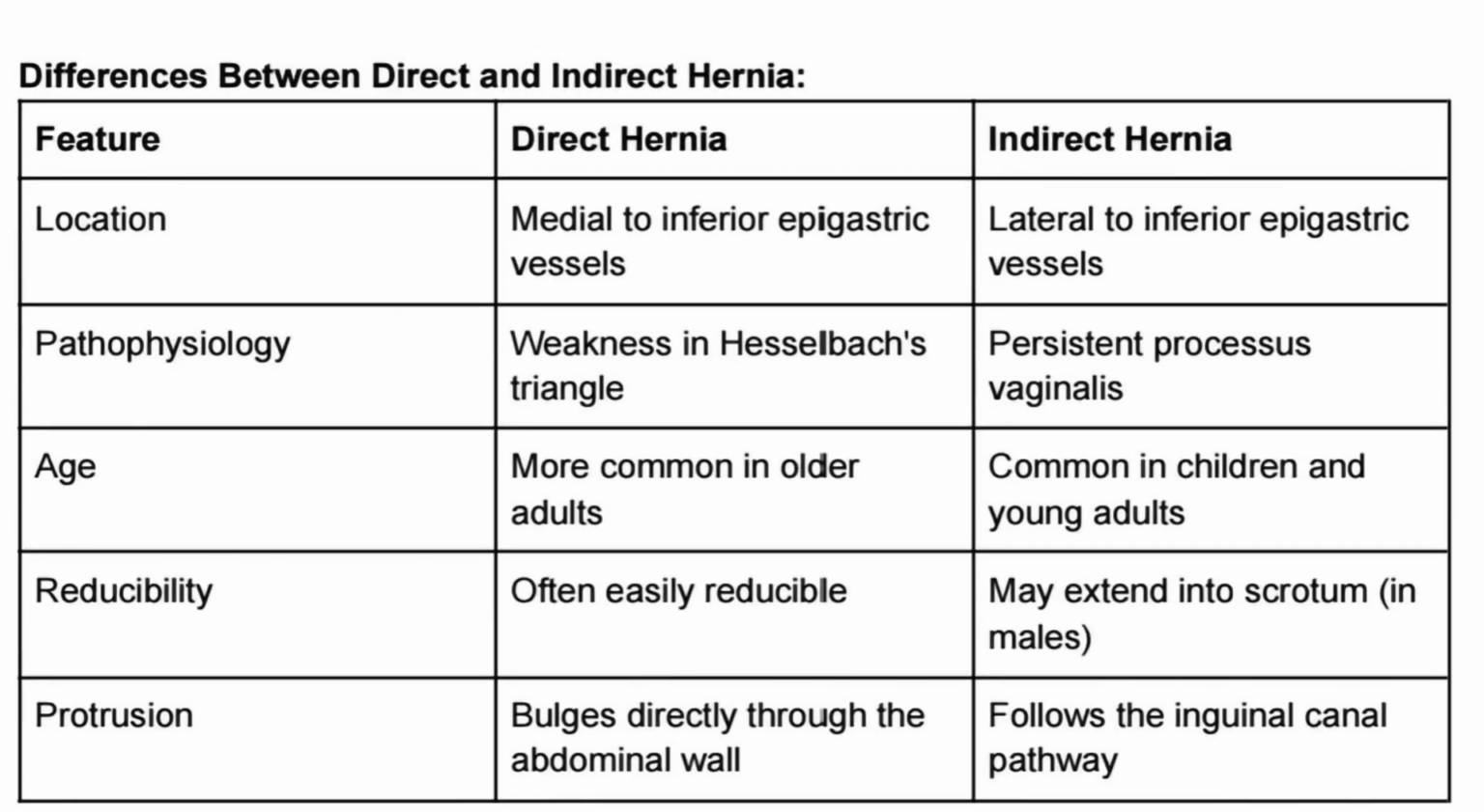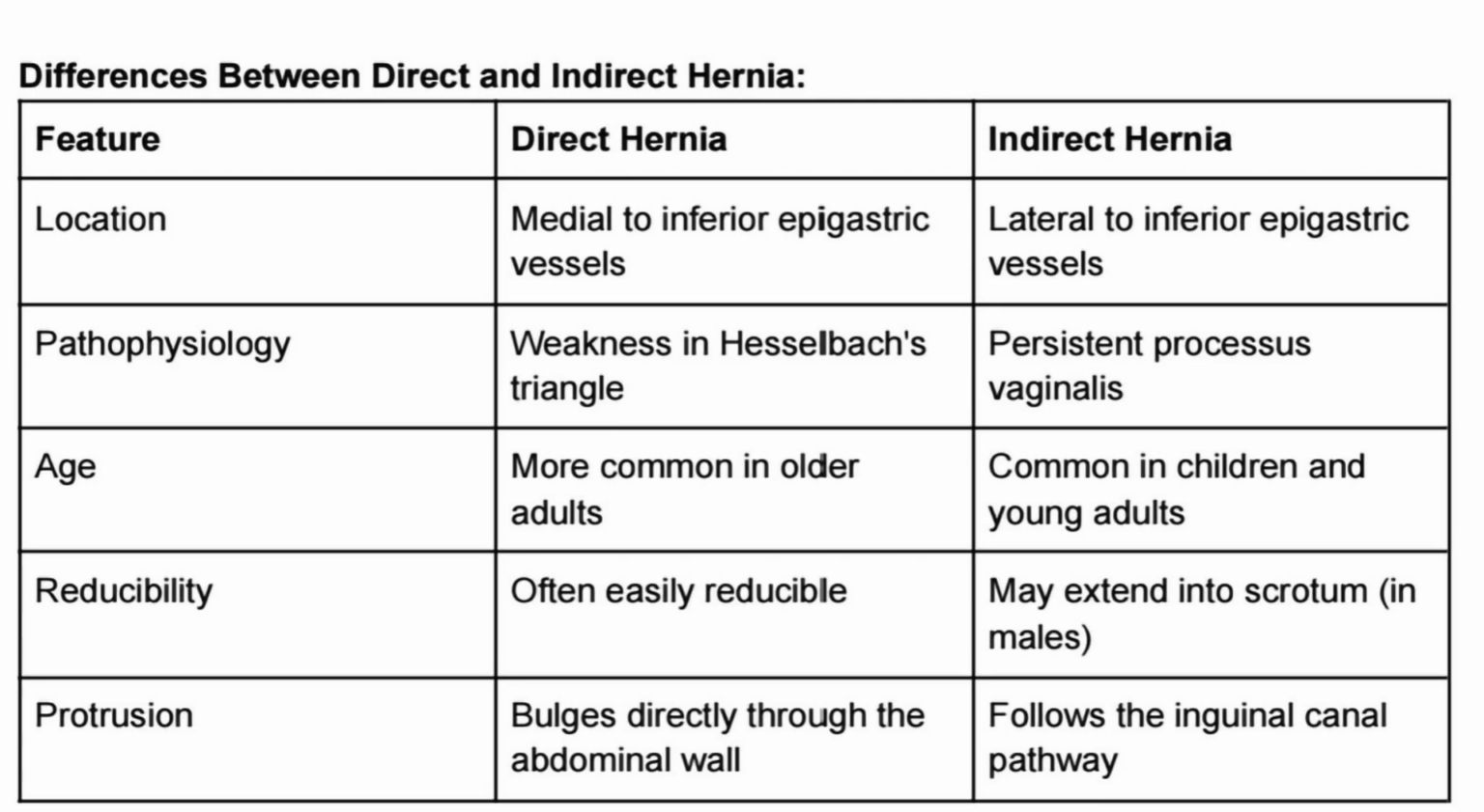Differences between direct and indirect hernias. Direct and indirect inguinal hernias differ in location, mechanism, and the populations they affect. In a direct hernia, the abdominal contents protrude medial to the inferior epigastric vessels through Hesselbach's triangle. This type of hernia results from acquired weakness in the abdominal wall and is more common in older adults.